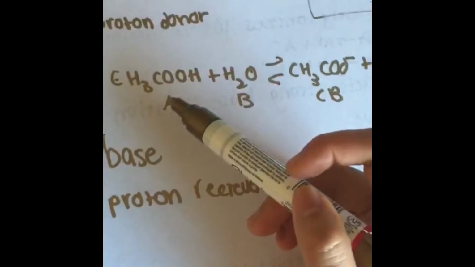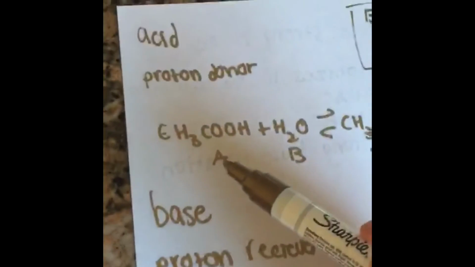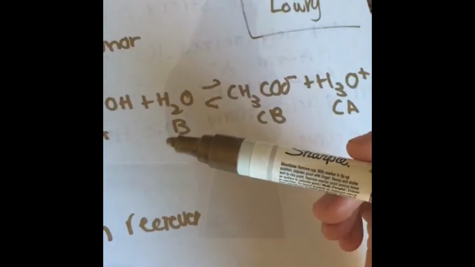So that's all really what proton donor and proton receiver means. So the acetic acid is the acid, the water is the base, the acetate ion is the conjugate base, because if you reverse this reaction, it's the one that's gaining the H. And the H3O+, or hydronium ion, is the conjugate acid, because if you reverse the reaction, if we go this way, it's losing an H.